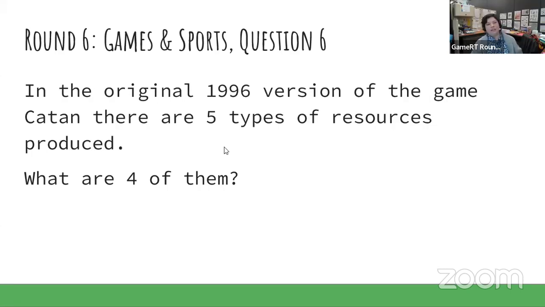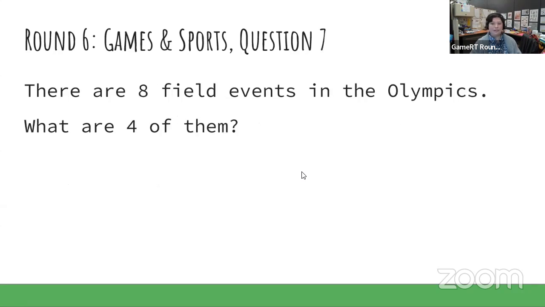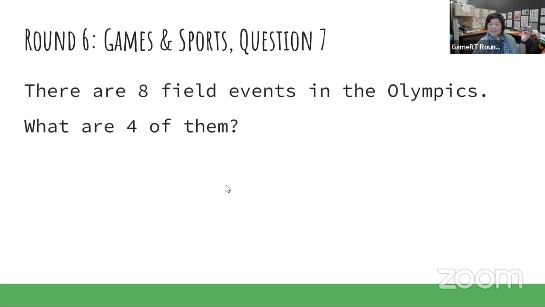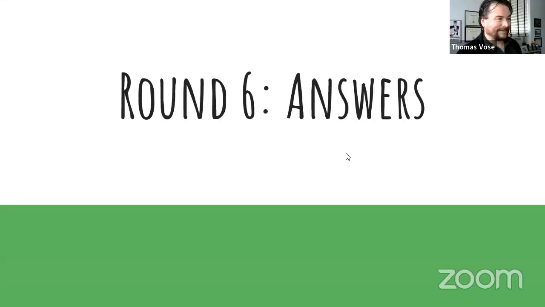And question number six. In the original 1996 version of the game Catan, there are five types of resources produced. What are four of them? There are actually a lot of different variations of Catan. There's Star Trek Catan, and there are expansions that add more variants and exciting things. So I just want the very original for this one. And then question number seven. There are eight field events in the Olympics. This is field specifically, so if you think track and field, just the field events. What are four of them? Think about the modern decathlon. Some of them might be in there. And we will roll into answers. Let us know if you want to slow down or need anything asked.